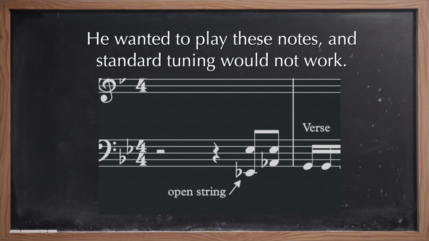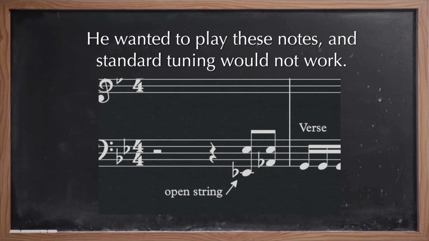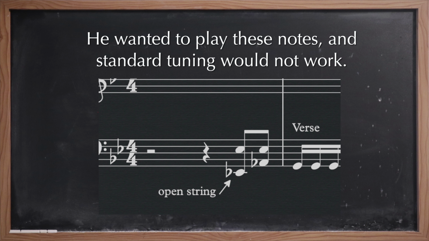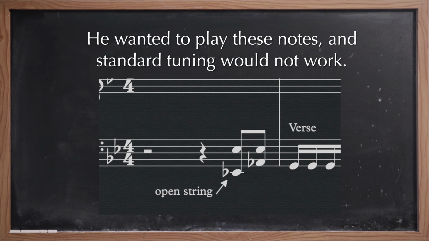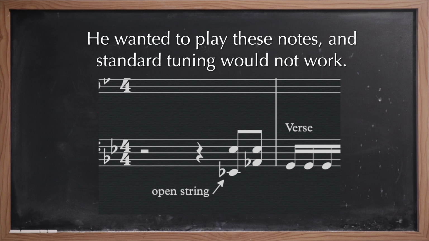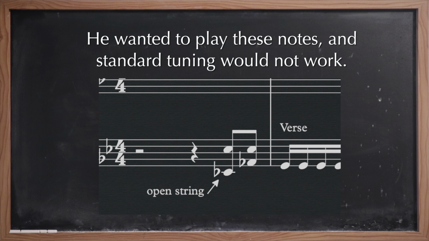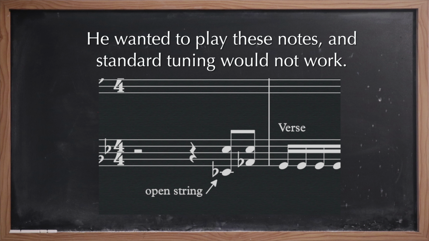I think he wanted to be able to play these open chords of E flat and A flat. I think that's the reason why he chose to tune down, because if he did not tune down, it would be impossible to play these chords like this. There's just no way on the guitar to play these exact chords if you're tuned in standard tuning.